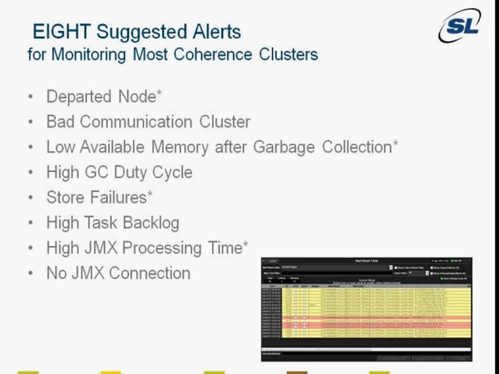Everett will be talking about store failures. If you have data persistence in your cluster, if you're doing write behind or write through, you will want to know about that alert.